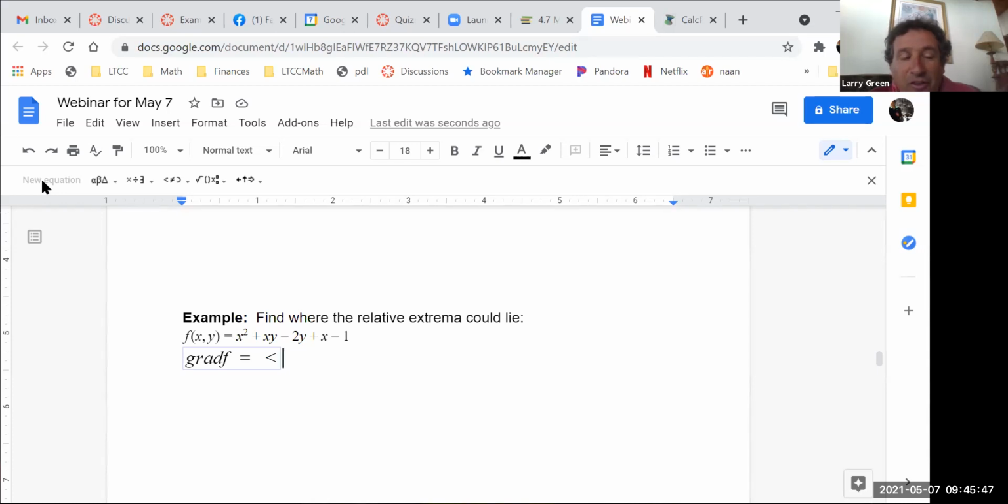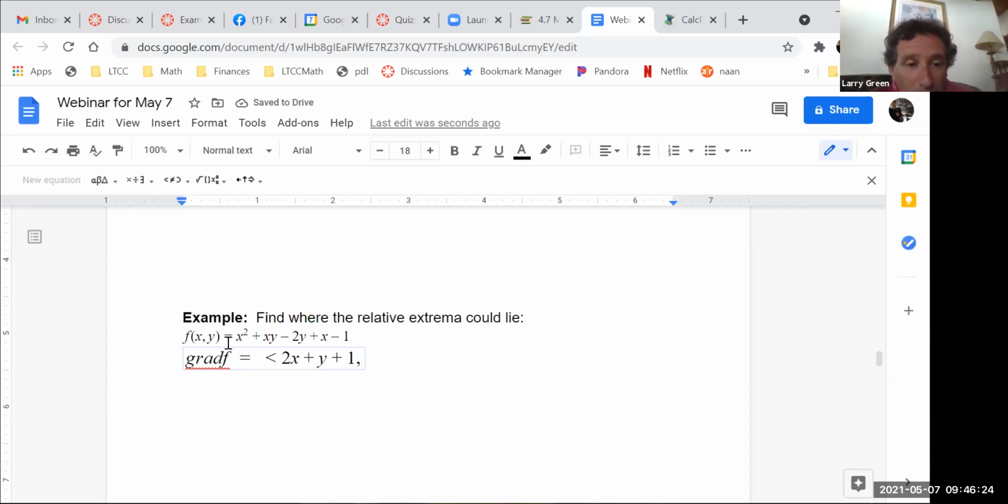So what's the first coordinate or component of the gradient? What's the i component of the gradient? Yeah, so you take the partial derivative with respect to x of x squared, which is 2x. Partial derivative with respect to x of xy is y. Partial derivative with respect to x of negative 2y is 0. Partial with respect to x of plus x is 1. And constants always go away.